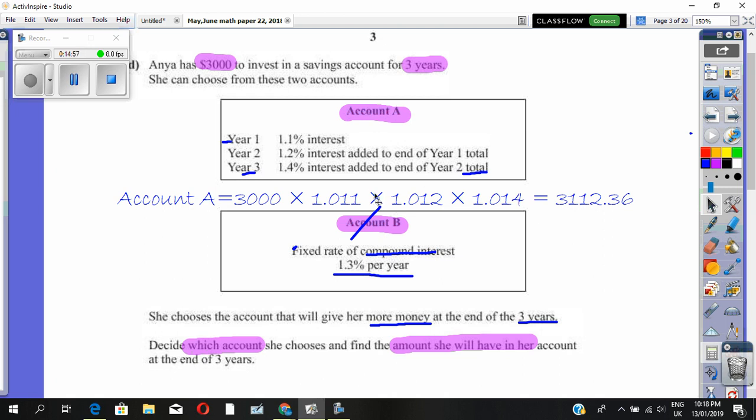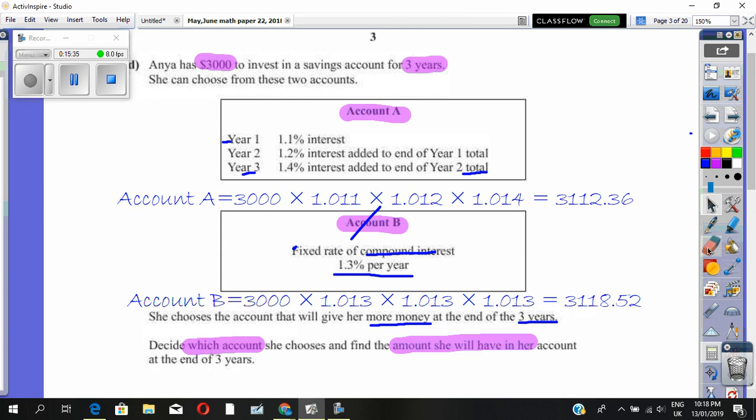For the first year we multiply by 1.011. For the second year we multiply by 1.012, because the rate is 1.2%. For the third year, 1.014. Okay, and for account B, the amount is 3000, the same, then 1.013, then again the second year also 1.013, and the third year is also 1.013.